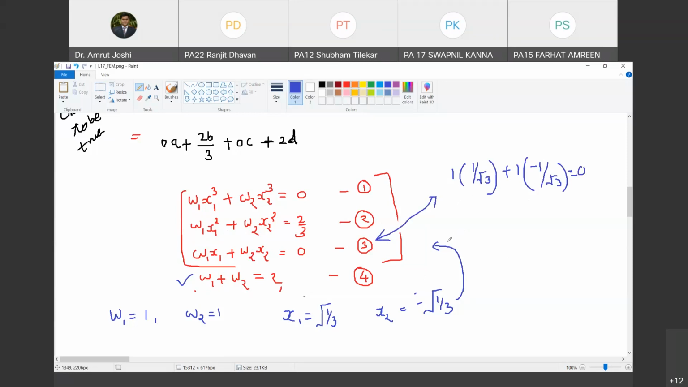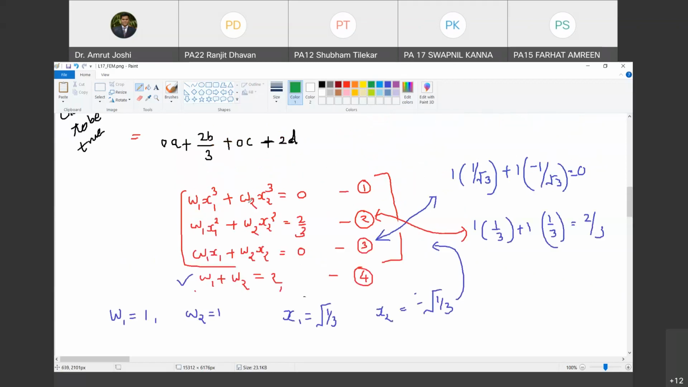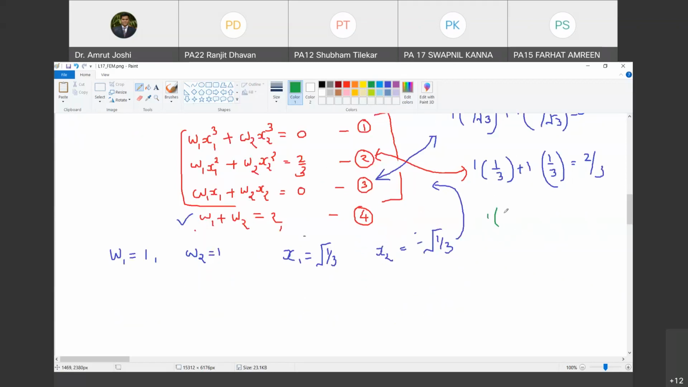Happy? Yes. Let us check whether the second equation is satisfied. The second equation: W1 is 1, x1 square is 1 by 3, plus W2 is 1, x2 square is minus 1 by root 3 square, so once again it is 1 by 3. So it is going to be equal to 2 by 3. So is the second equation satisfied? Yes, the second equation is satisfied. Let us look at the first equation. W1 x1 cube, so 1 into 1 by root 3 cube.